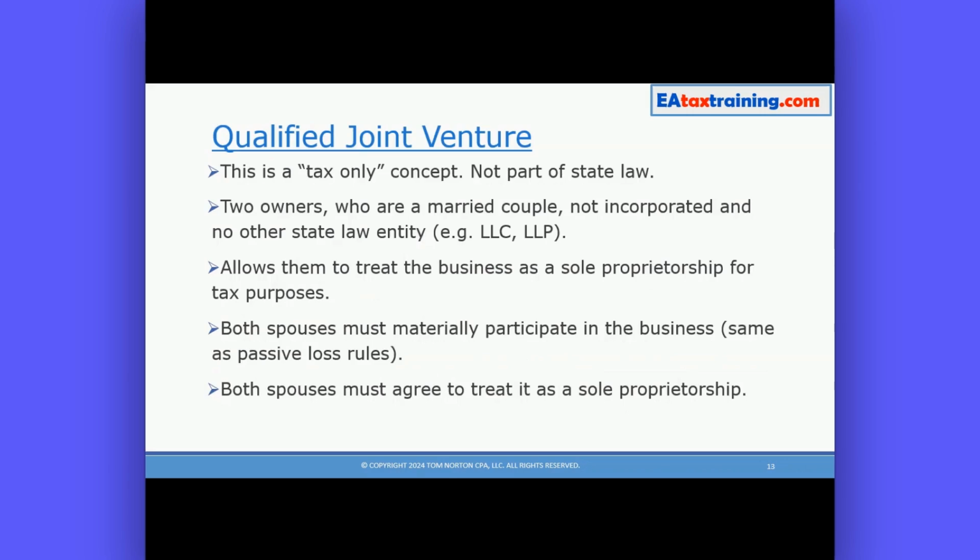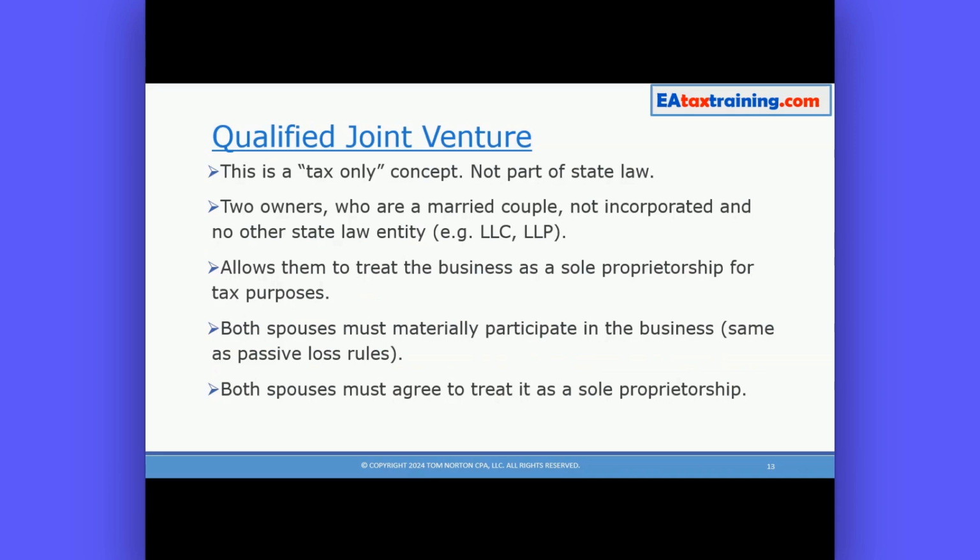Another type of partnership, if you will, is something called a qualified joint venture. This is the one we said is not a state law or common law entity, but it is a sort of quasi-tax entity. It's not actually an entity, but it receives special tax treatment. So this is what we're talking about.